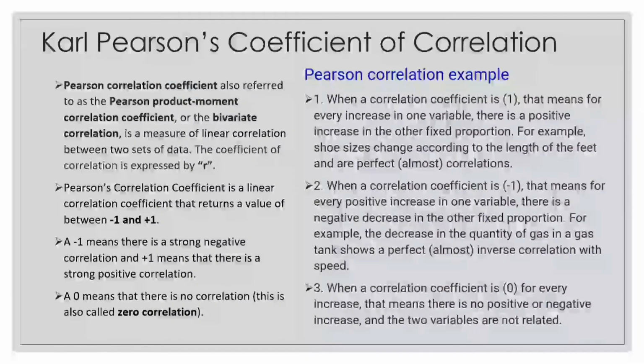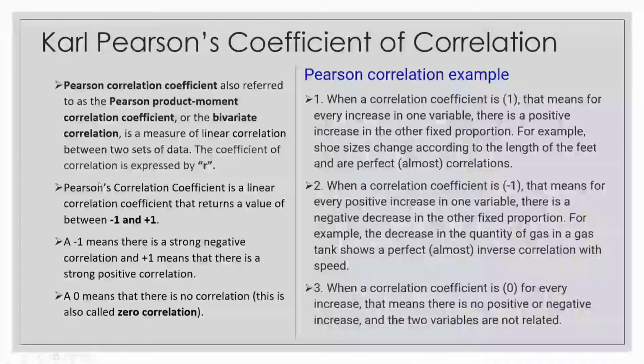Moving on to the next topic, that is Karl Pearson's coefficient of correlation. The Pearson correlation coefficient, also referred to as the Pearson product moment correlation coefficient, or the bivariate correlation, is a measure of linear correlation between two sets of data.